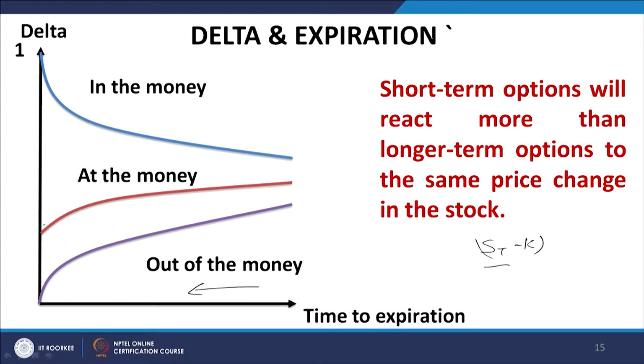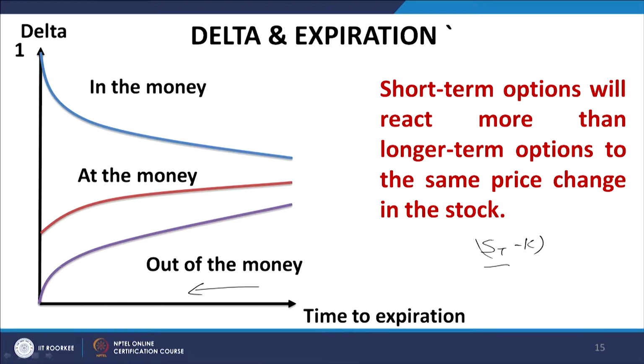And in the case of out of the money options, it is very clear that the delta has to go to 0 at maturity, because if the option is out of the money at maturity, the payoff is 0. If the payoff is 0, the price change would be 0, or you are almost certain not to exercise it, and therefore the price change would also be closing in on 0.